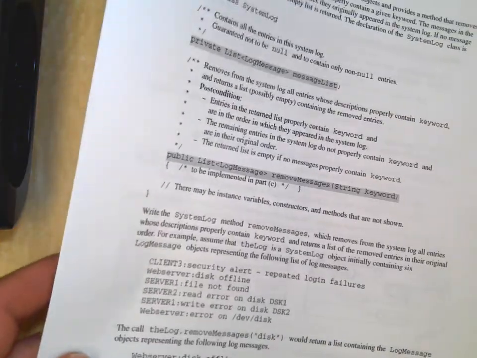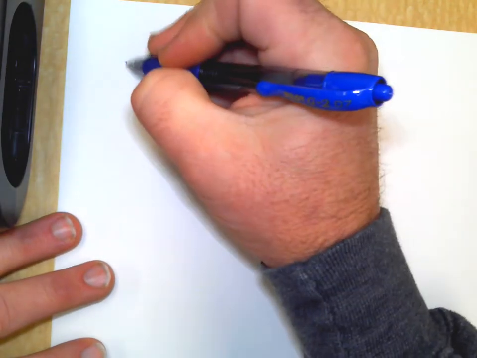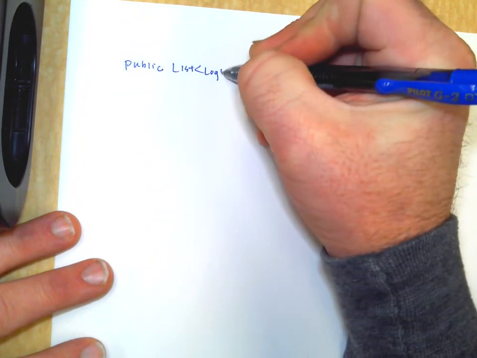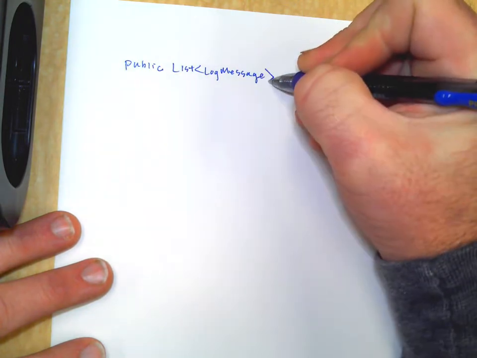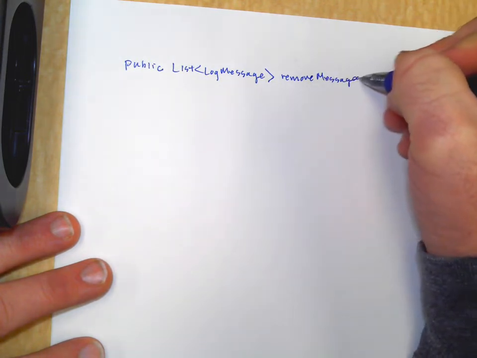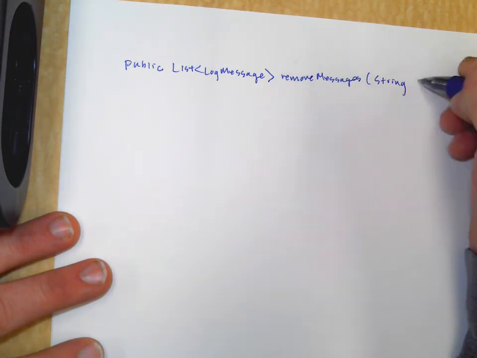So, we're going to totally take advantage of the method we just wrote, because that does a lot of the hard work for us. And I think we need to create an array list to hold the ones that we're taking out. And then we also need to probably have a for loop to go through them. So public, it's going to return a list of LogMessage. So you got to look at the header. It emphasizes a lot of things. The method is called removeMessages, and it takes one argument, a String, the keyword, which is the thing that we were just talking about.